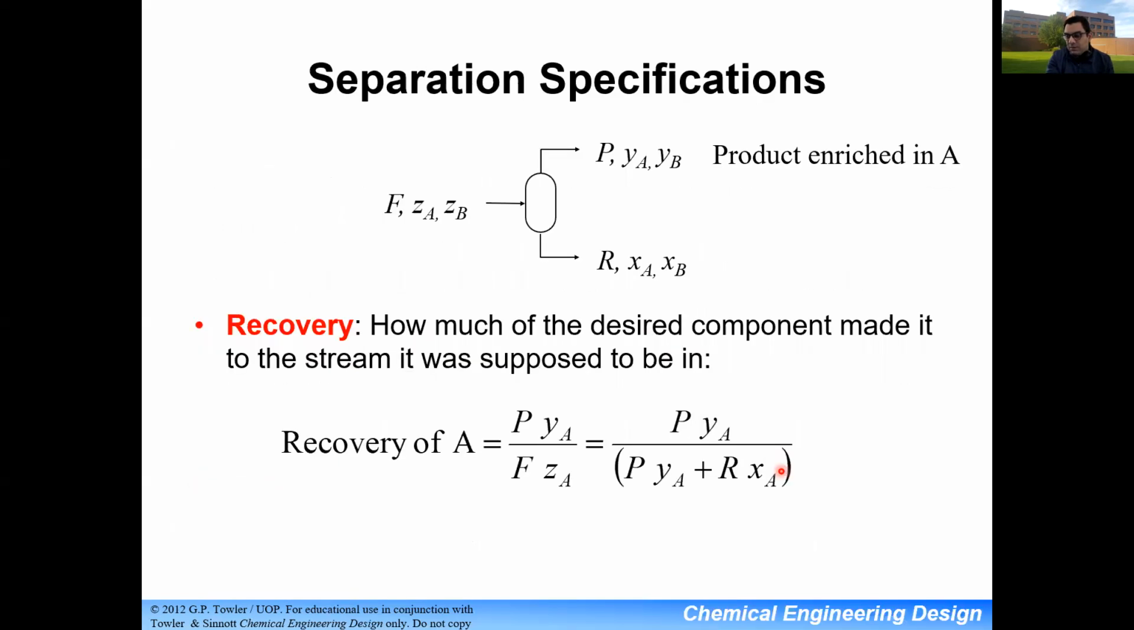Okay, so let's just recap. Again, separation specifications: we said previously that recovery is how much of a desired component made it to the stream it was supposed to be in. So if I have a feed with composition of A and B, the recovery of A will be how much A is in the top divided by how much A is in the feed. It's P of A multiplied by y of A, divided by F of A multiplied by z of A.